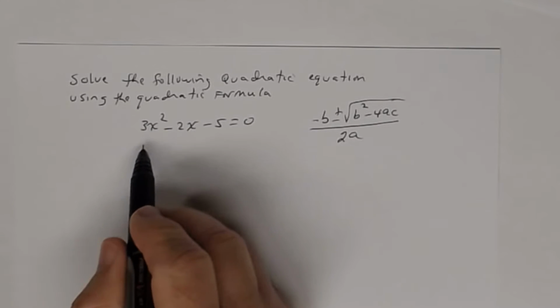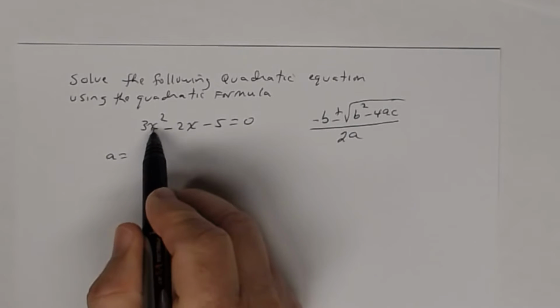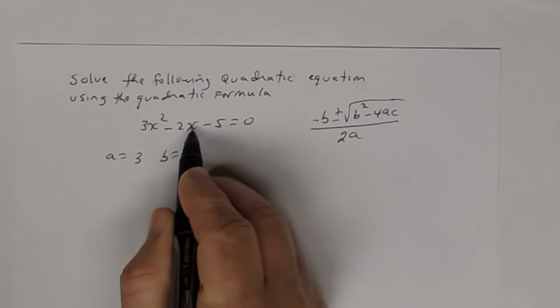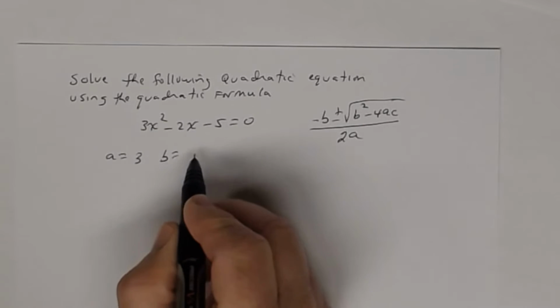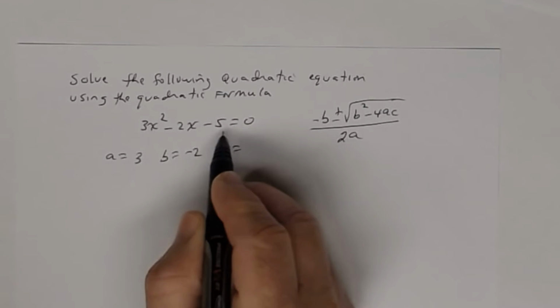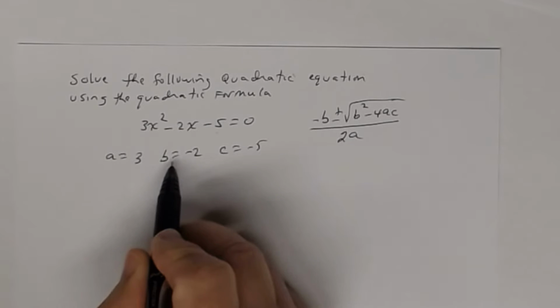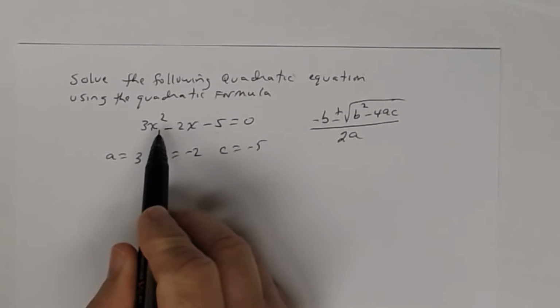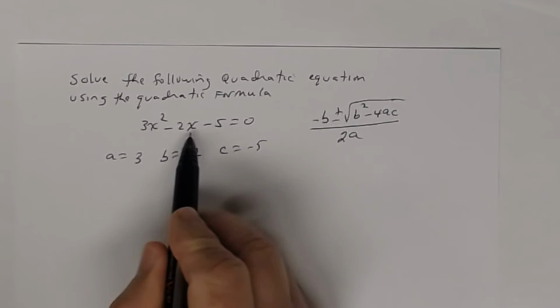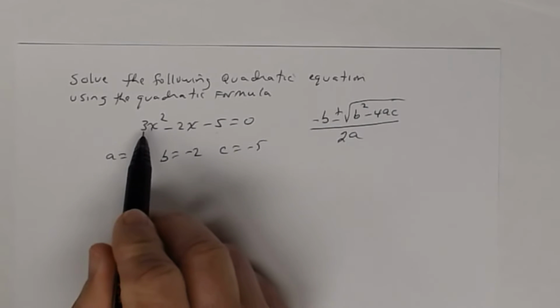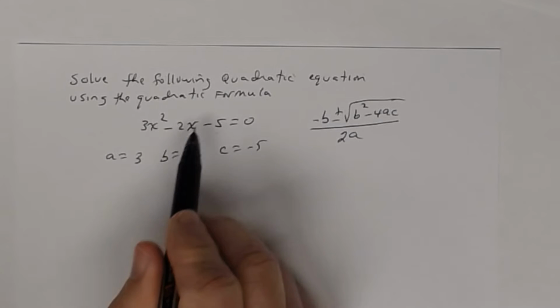And so a is defined to be the coefficient of the x squared term, so that's positive 3. B is the coefficient of x, and that's negative 2. And c is your constant, and that's negative 5. And before you determine a, b, and c, make sure the quadratic equation is in standard form. So you want all the terms on one side, you want 0 on the other, and you want to make sure it is in descending order.